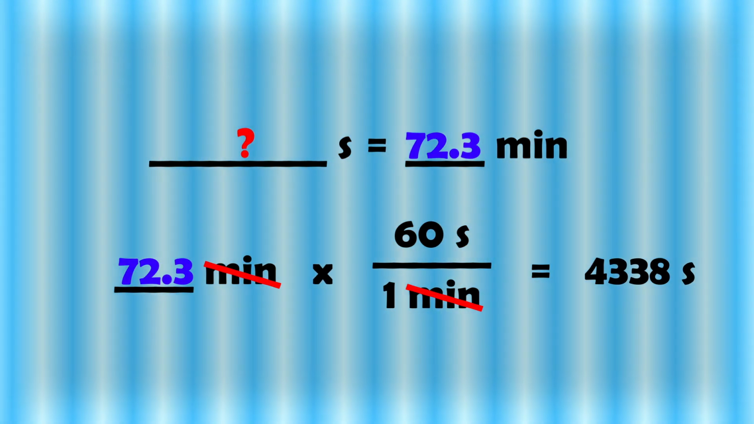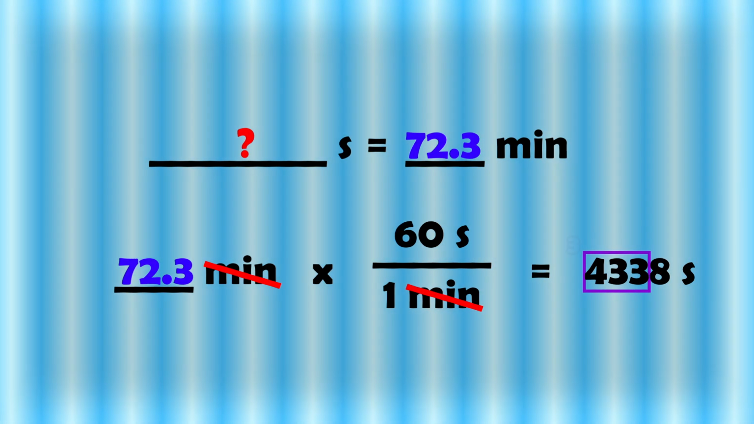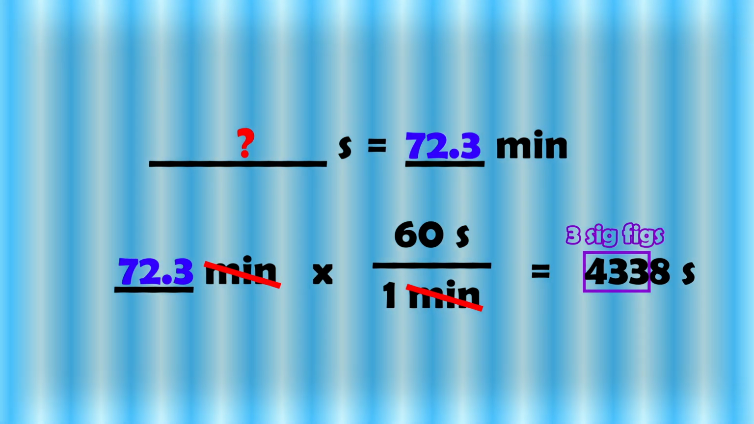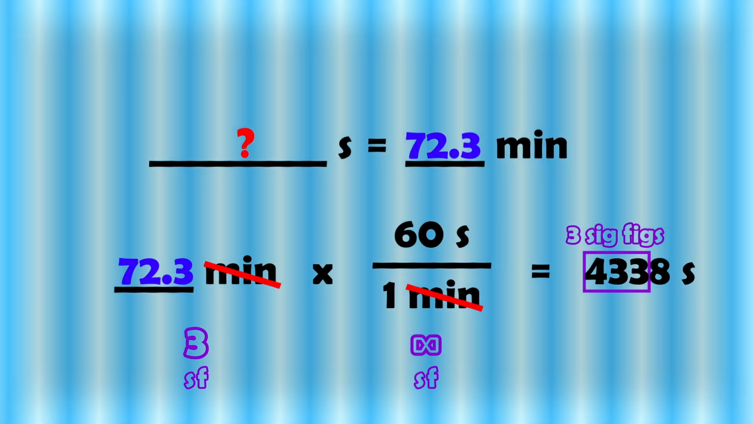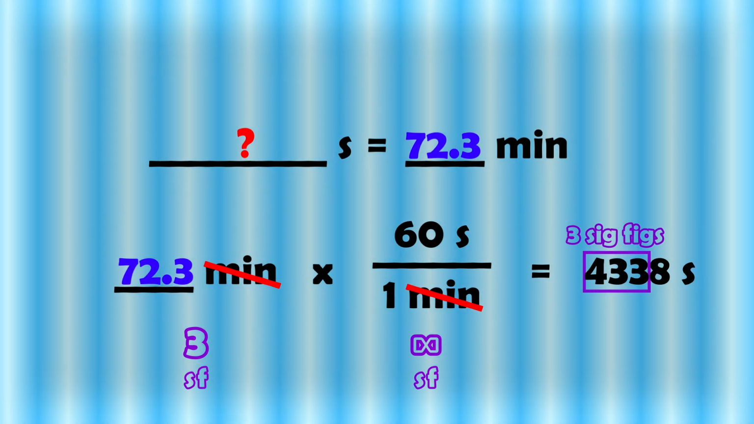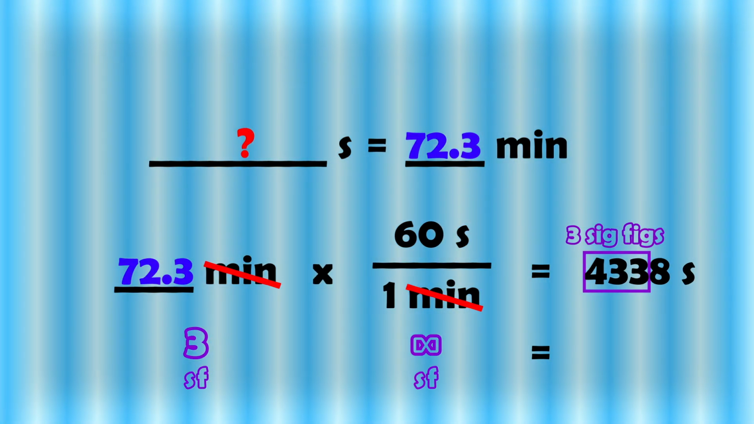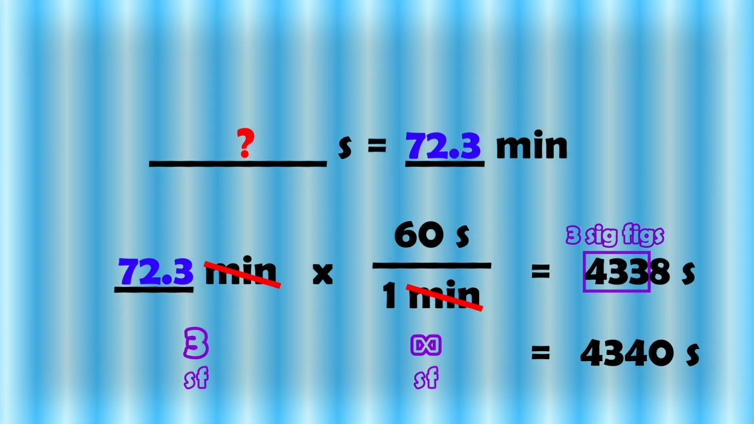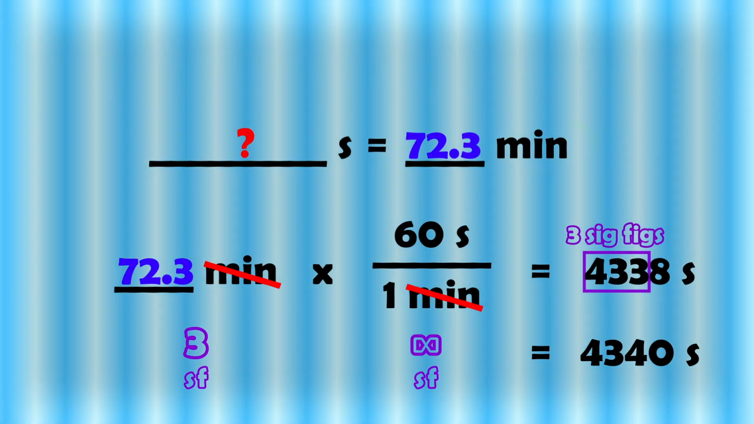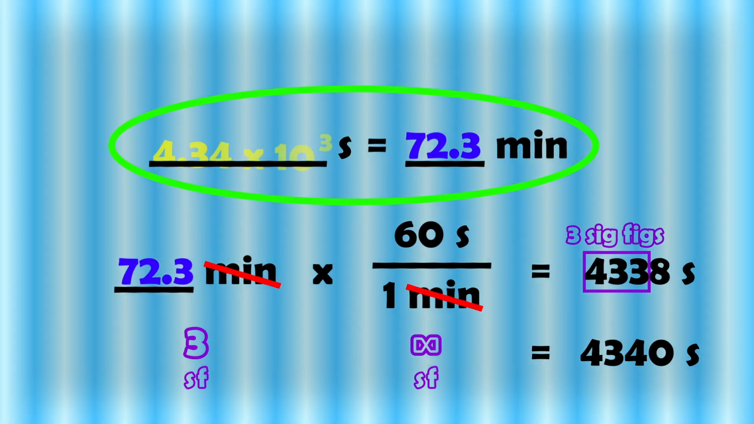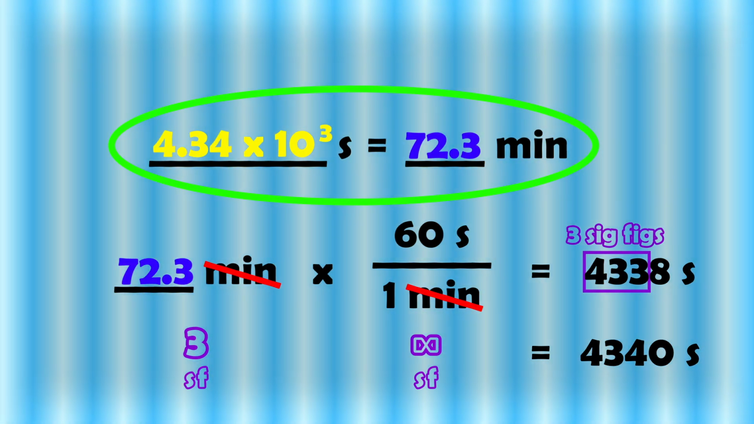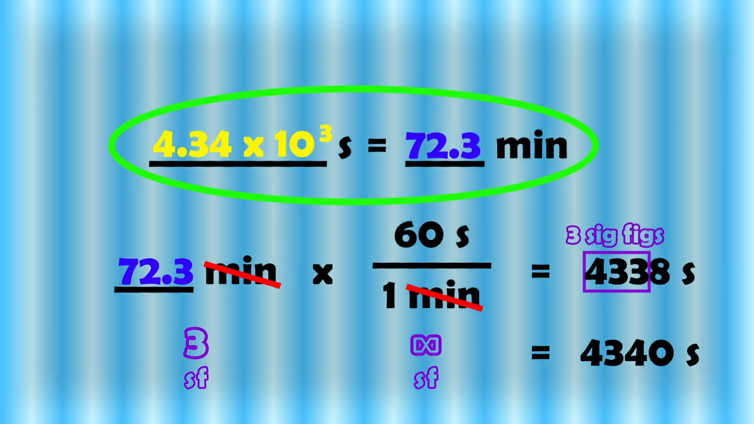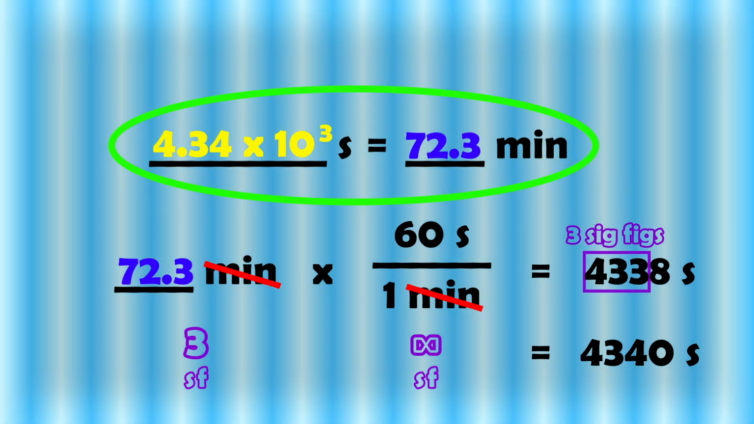4338 seconds. But I only need 3 sig figs because 60 seconds over 1 minute, that's an infinite number of sig figs. Look at our previous videos. So to put it in decimal form, that would be 4,340 seconds, and in scientific notation, 4.34 times 10 to the 3rd seconds, because I know you know ending zeros are not significant. Please see our previous videos.